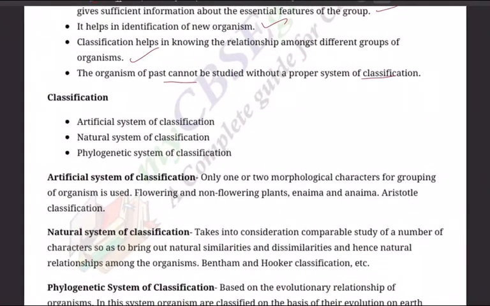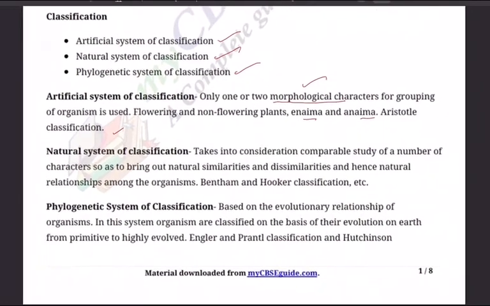There are different varieties of classification: artificial system of classification, natural system of classification, and phylogenetic system of classification. So what is the artificial system of classification? Only one or two morphological characters are used for grouping of organisms. Here we are talking only about external characters. Morphology is the study of external characters. For example, flowering and non-flowering plants, and Aristotle's classification. But just based on morphology we cannot group all the organisms, because anatomy and biochemistry also come in. Hence we don't depend much on the artificial system of classification.